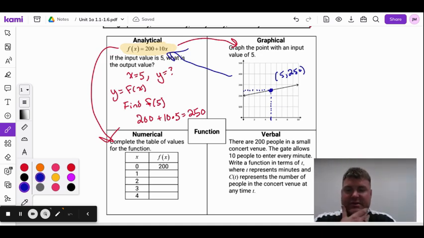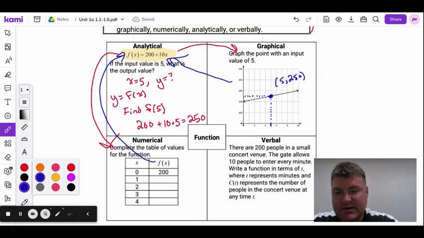Numerical, that's going to be on the bottom left there. Complete the table of values. Again, we're going back to this function. This table of values, if 0 was 200, we're increasing by 10 every time. So this is going to be 210. When we have 1, when we have 2, we're going to have 220. We have 3, we're going to have 230. We have 4, we're going to have 240.